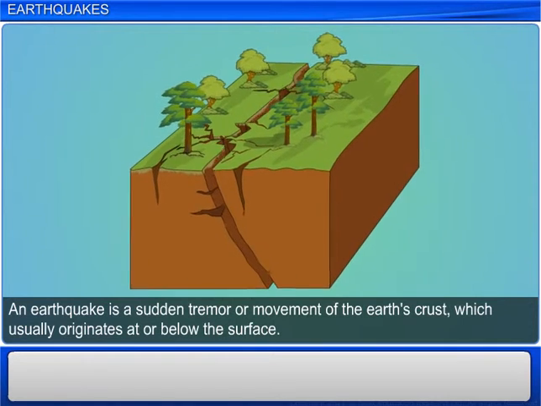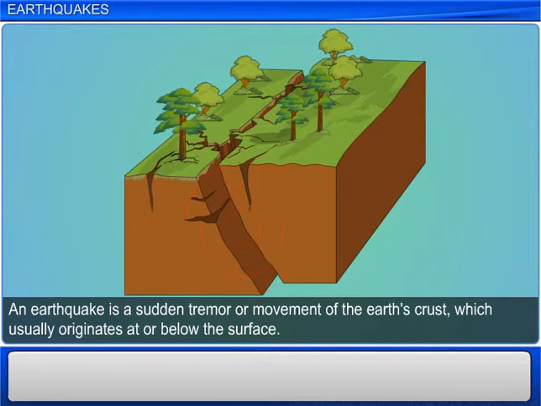An earthquake, like the one that struck Haiti, is a sudden tremor or movement of the Earth's crust, which usually originates at or below the surface. To understand this phenomenon, we must delve below the Earth's crust, where the activity originates.